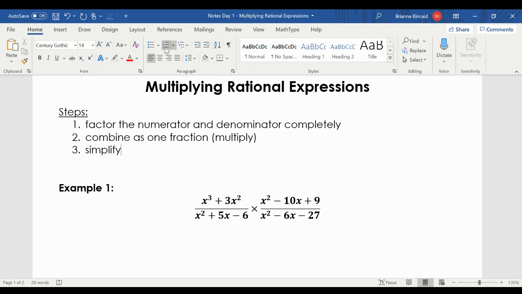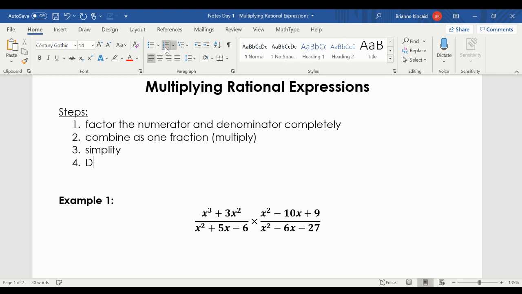Now remember, with simplifying rational expressions, we want to make sure we list the excluded values. Excluded values are values that make the denominator 0 in the original equation, but don't make the denominator 0 in the new equation. So it's essentially things that we've crossed out and that we no longer see anymore.